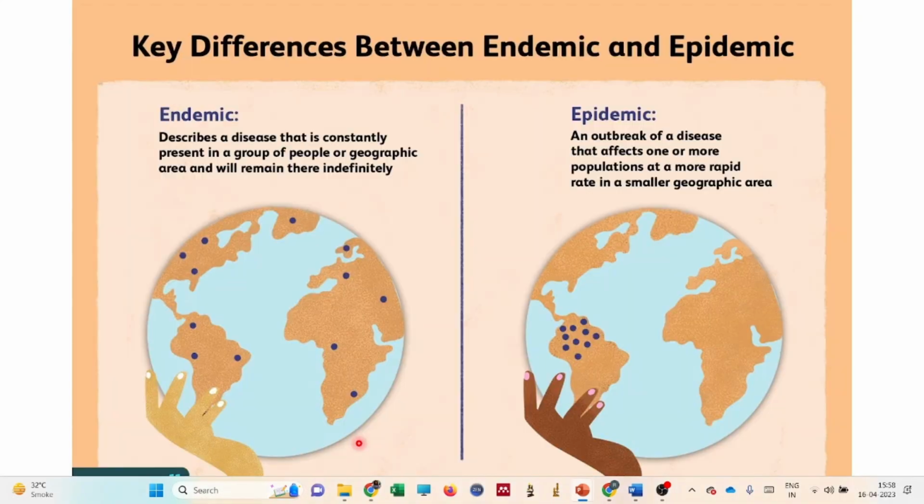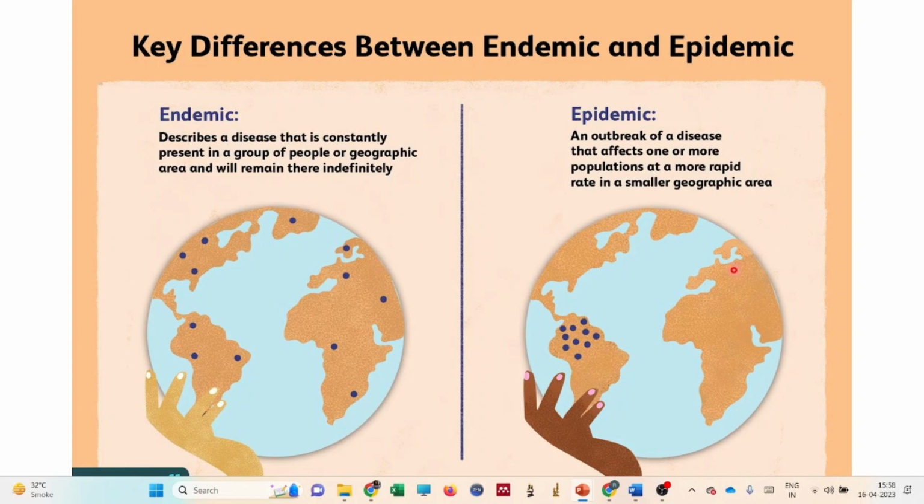To summarize it all, an endemic disease is one that is constantly present in a particular geographic area or population. In other words, the disease is always present in the population and the number of cases may fluctuate but is generally stable over time. Examples of endemic diseases include malaria in sub-Saharan Africa, dengue fever in parts of Asia and Latin America, and Lyme disease in parts of the United States.